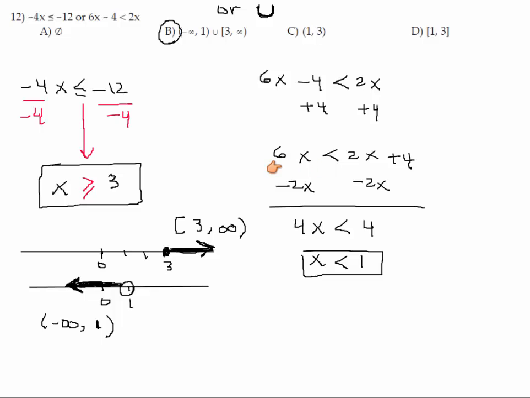Yes. Okay. You only change the direction of the inequality if you divide or multiply by a negative number. If you're multiplying or dividing by a positive number, the direction of the inequality stays the same. Okay. All right. Any other question, anyone? Okay, good. Let's take a look at the next example.